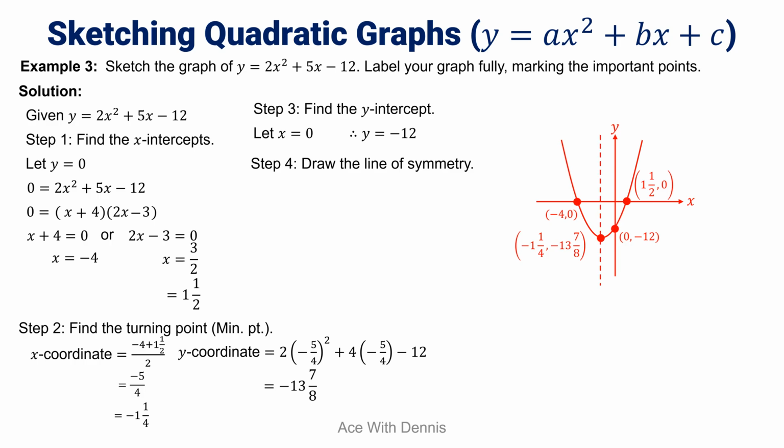Step number 4, draw the line of symmetry. So this will be the line of symmetry, with the equation of this line being x equals negative 1.25. Step number 5, label the graph. So this graph is y equals 2x squared plus 5x minus 12.